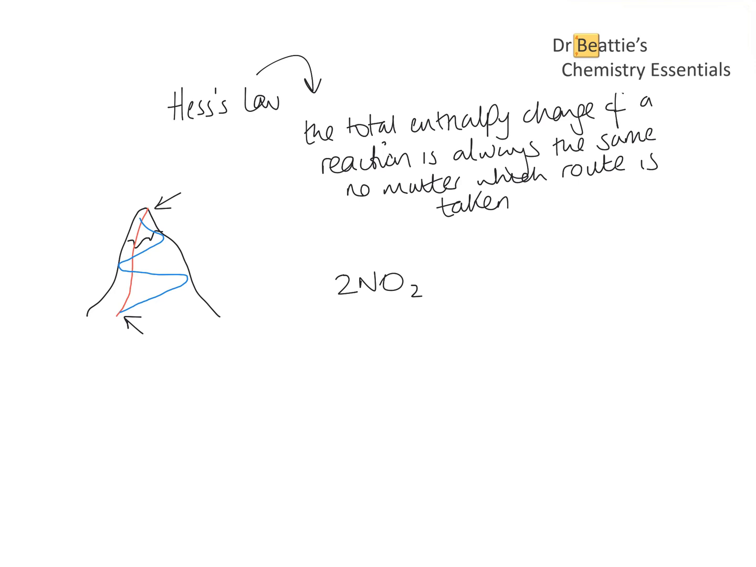For example, here we've got nitrogen dioxide. This can undergo decomposition to form nitrogen gas plus 2 moles of oxygen. However, it can also undergo decomposition to nitrogen monoxide plus 1 molecule of oxygen. And then this can then undergo decomposition to the elemental form.